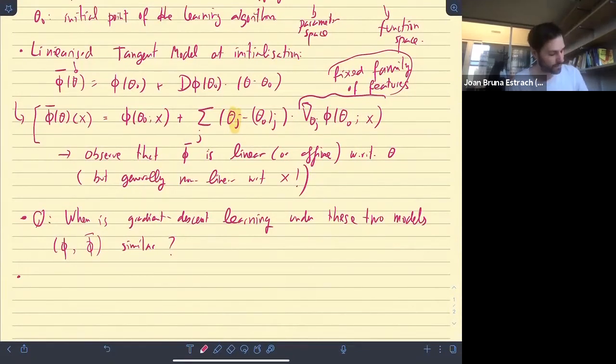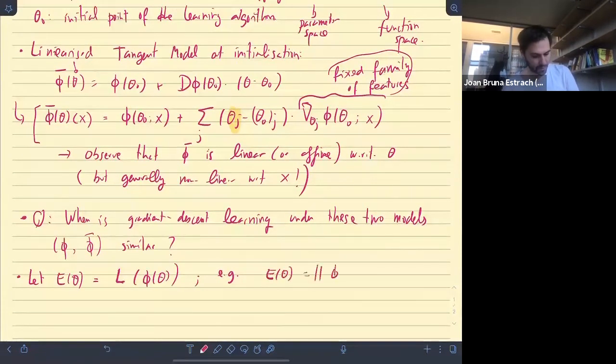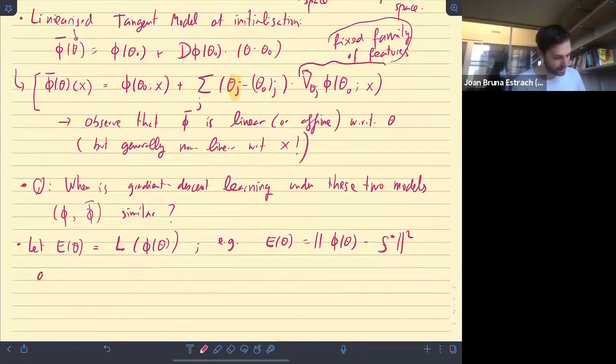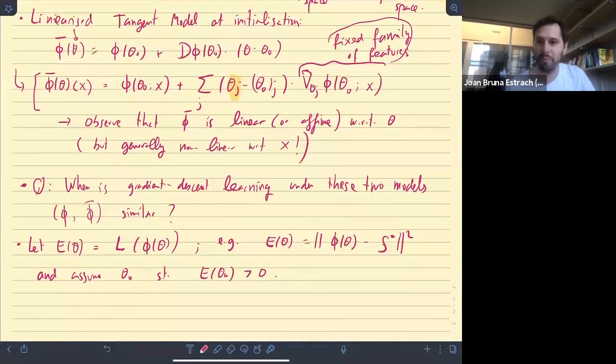For this, we need the loss function. So we define the loss function that is just applying some loss to the model, to the function. Think, for example, the energy, the loss with respect to the parameters, can be just some L2 distance between this function and some target function. We are going to use mostly this kind of loss. And assume an initial point so that the error is away from zero, such that the energy of theta zero is strictly greater than zero. Otherwise, there would be no dynamics at all.